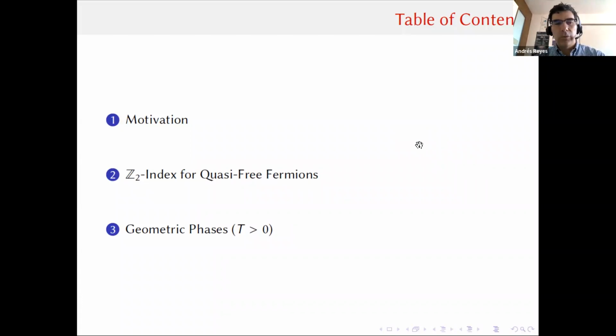Then I will go to a more formal part where I will describe a certain kind of C mod 2 index, which is suitable to study fermionic systems. And then I will go to the third part of the talk, where I will explain something we have been trying to do, trying to extend this use of topological classification of phases of matter for systems at non-zero temperature. And this will involve the application of a kind of generalization of the geometric phase for thermal states.